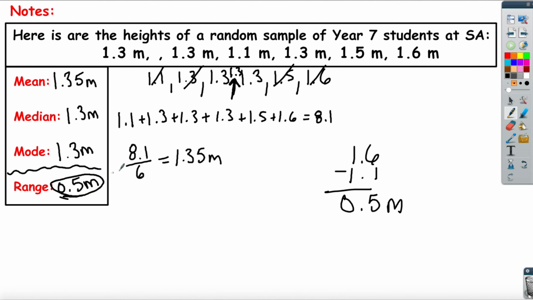Can you now please take a second and go on to Hegarty Maths and attempt your tasks for today?